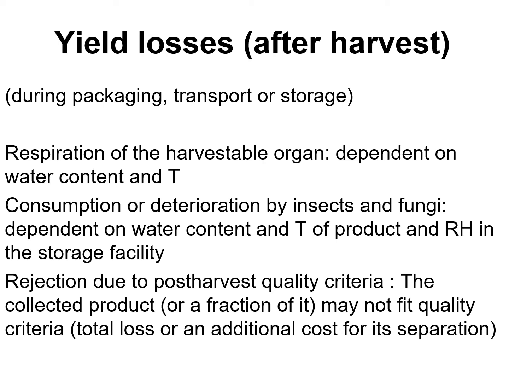We can also have consumption or deterioration by insects and fungi, and they are also dependent on the water content and the temperature of the product, and more importantly, by the relative humidity in the storage facility. We can also talk about yield losses after harvest when we think about the rejection of part of the harvested product due to quality criteria. In other words, the collected product or a fraction of the collected product may not fit quality criteria, and that means a total loss of the harvest or an additional cost for separating the defective product from the marketable product.